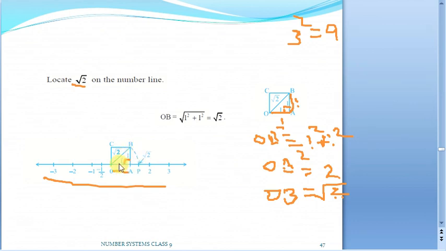Now if this is root 2, see, when you draw the circle, the radius will be the same. If this is root 2 and we are drawing an arc of radius root 2, so this length from O to P, exactly this is 0 to P, will also be root 2. That means this is exactly where you are getting our root 2 on the number line.